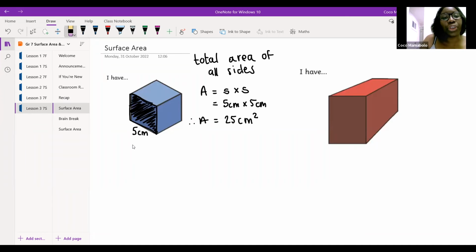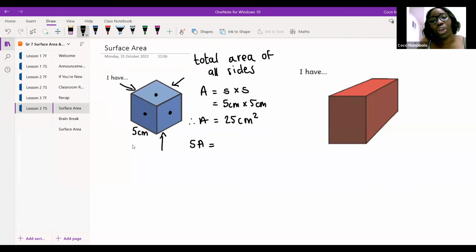Now, because it's a cube and I don't have just one face, I'm going to count how many faces I have. I have 1, 2, 3, and there's one at the back, 4, one over there, 5, and one at the bottom, 6. I have 6 faces to my cube. To calculate the surface area, surface area is equal to 25 centimeters squared multiplied by the number of faces I have, which is 6. And 25 times 6 gives me 150 centimeters squared.